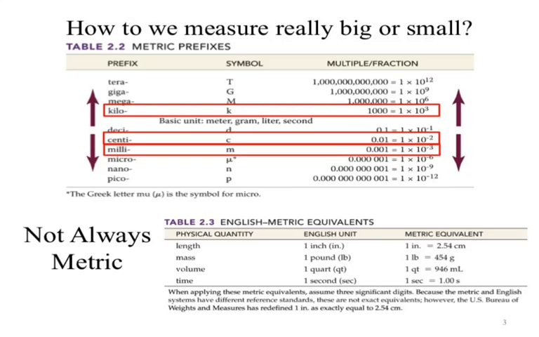What about all those English to metric units? How many of those do you have to memorize? None of them. Why not? Because I'm going to give them to you. Okay? I will give you all of the English to metric. The ones that you're responsible for memorizing are your prefixes, okay, your powers of 10 units.